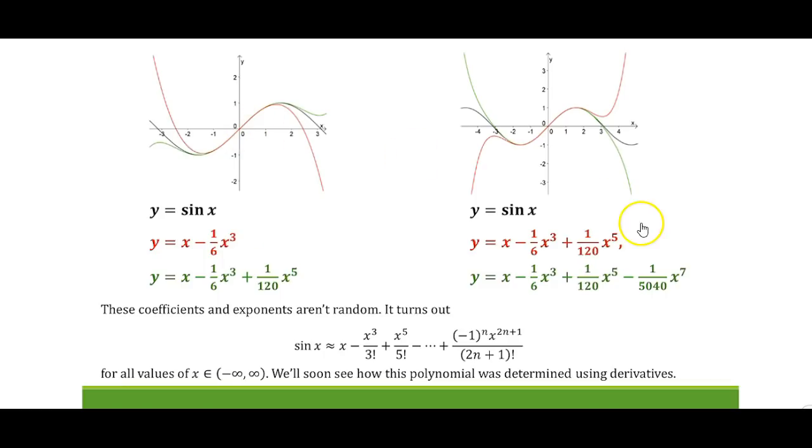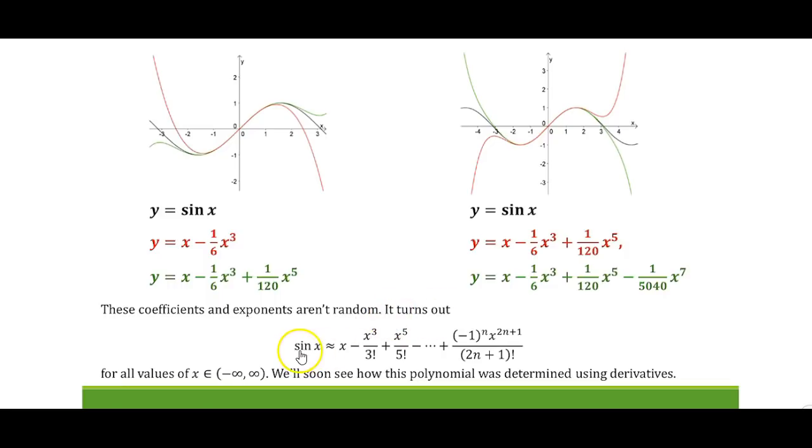So what we can now do is think about, well, maybe adding on an additional term and making it a higher degree polynomial will be an even better approximation. And it turns out that that is true. So here we have a degree 7 polynomial, and that's going to give us an even better approximation the further that we go out. It turns out that these coefficients and these exponents, they aren't random.